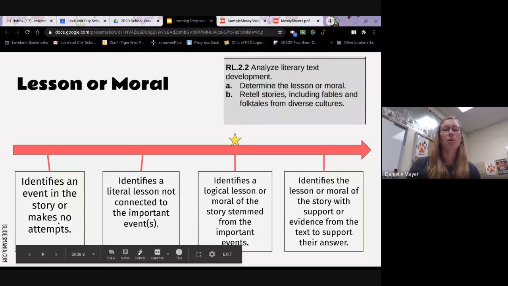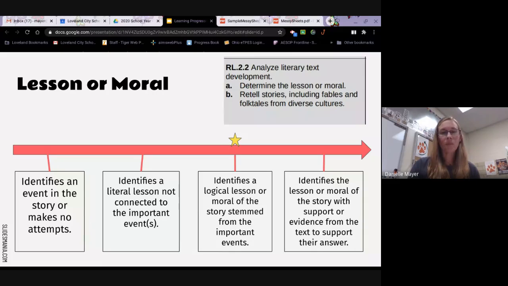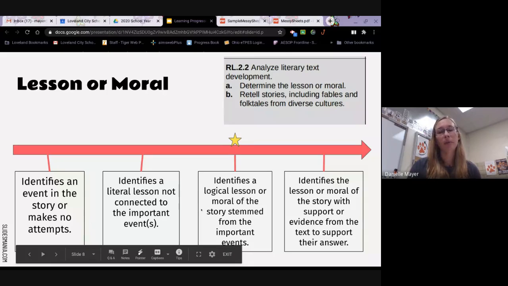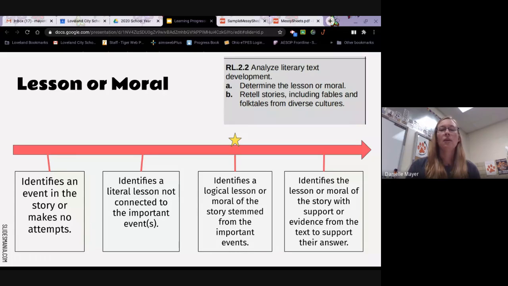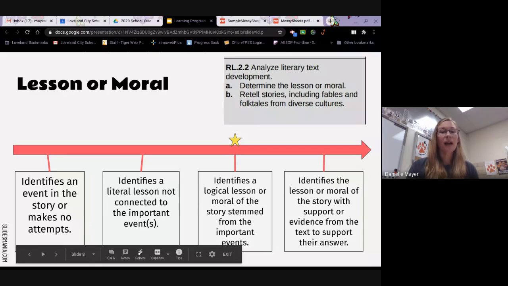And then behind that, maybe they don't even attempt a lesson. They really just tell an event that happened in the story. And then to the right, I put what would be my next level up, right? So they can identify the lesson and the moral of the story, and they use the support or evidence from the text to support their answer. So then I can give a sort of an assessment and figure out where my kids are.